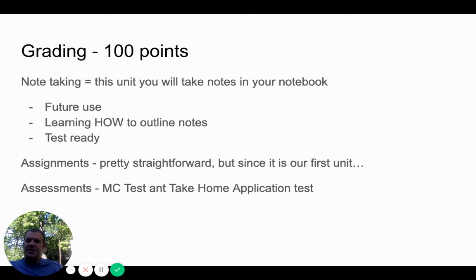The assignments, you have some assignments that are pretty straightforward. They have some instructions on how to go about doing them with me again in them, especially this first unit, just trying to get a feel for how we do these things. So we'll see how that plays out. Finally, we have two assessments. One's a multiple choice test that is obviously based on this unit, and also a take-home application test.